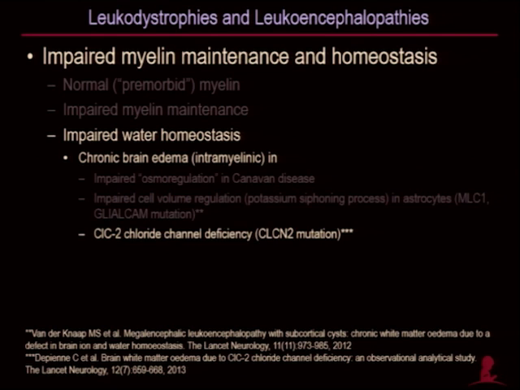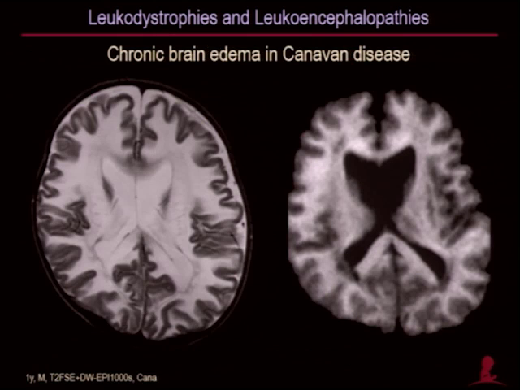And more recently, another mechanism has been described, which has to do with the CIC2 chloride channel integrity. And the mutation has been identified. So I think we are going to hear a lot about this. Again, it's important because this is not a primary myelin problem. It's a myelin maintenance, or more specifically, a water homeostasis problem, which will adversely affect the structural and ultimately the functional integrity of the myelin as well.